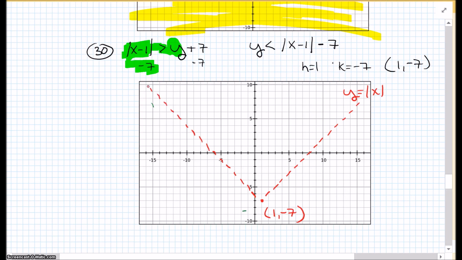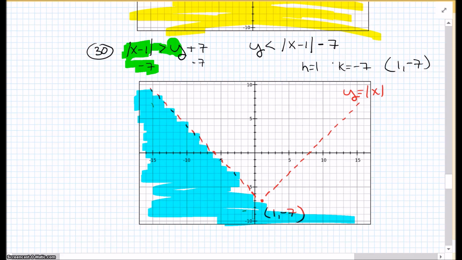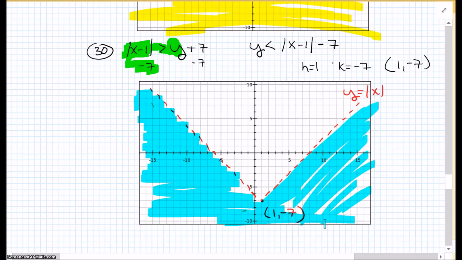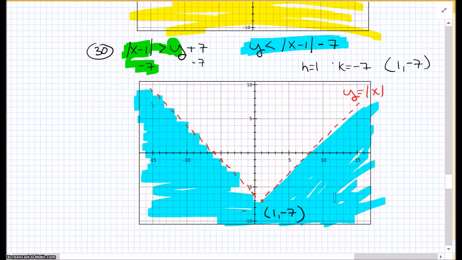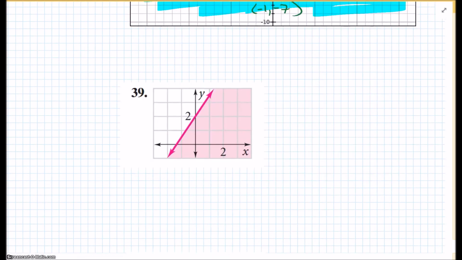Okay, now it says y is less than, so we're going to shade below. We're going to shade in below the line on both sides. Okay, so there you go. There's your equation. There's your vertex. Y is less than the absolute value of x minus 1 minus 7 with a vertex of 1, negative 7. And it's a dotted line in the inequality, and we're shading below. 39.